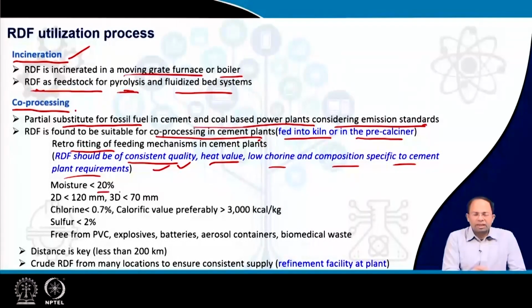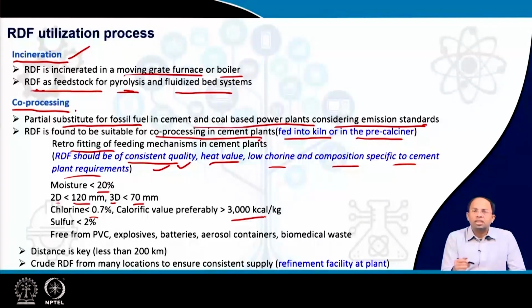Additionally, moisture should be less than 20%. The 2D are the fluffs and the 3D are the pellets, right? So 2D means it's a flat surface, 3D means it's a solid shape. Here you can see the 2D size should be less than 120 mm, the 3D size should be less than 70 mm. This is the standard size of pellets or fluff that is accepted by the cement plants. Chlorine content should be less than 0.7%. Calorific value should be greater than 3000 kilocalories per kg.